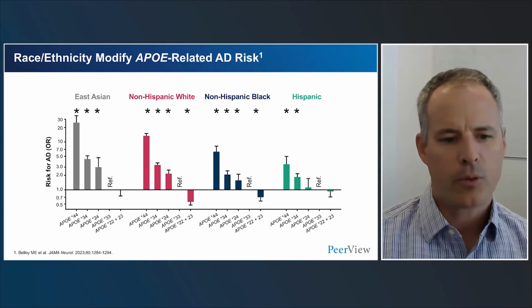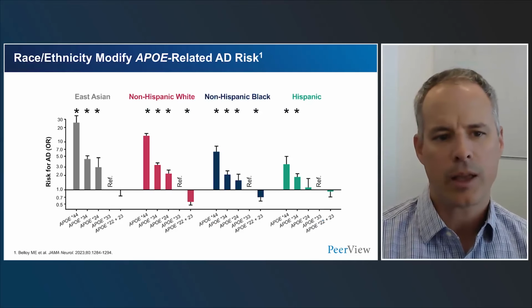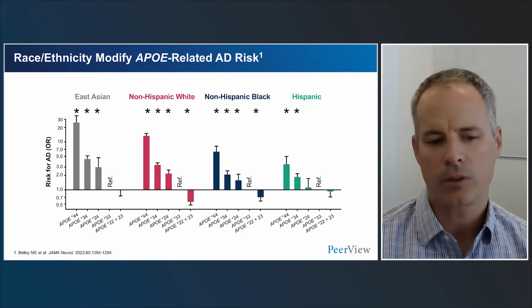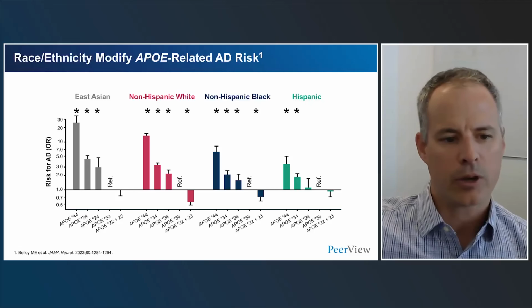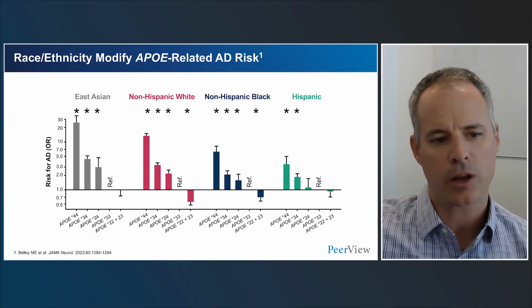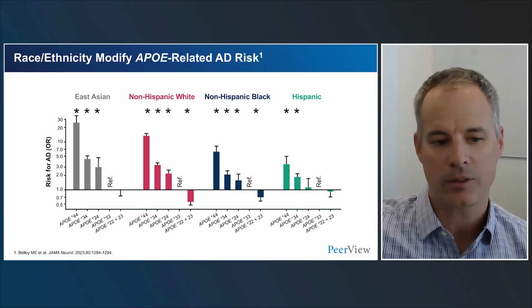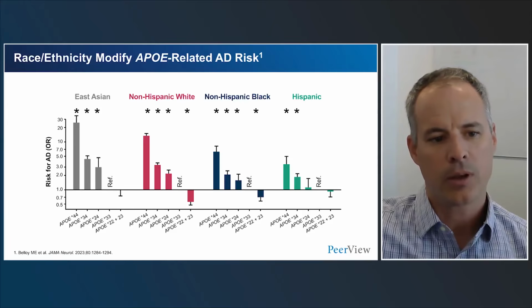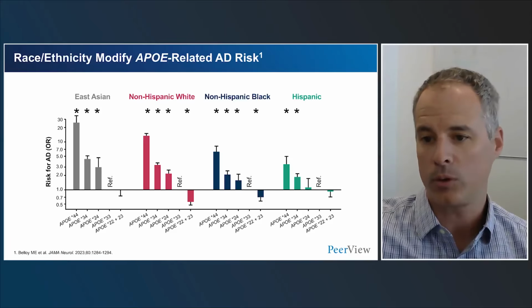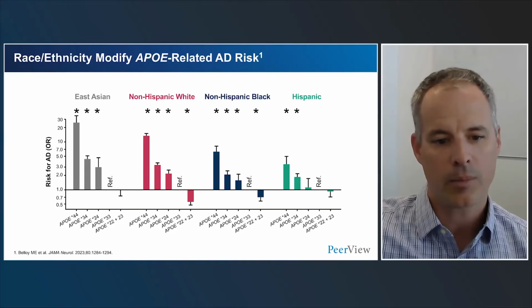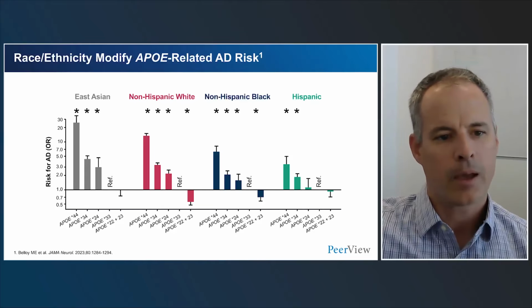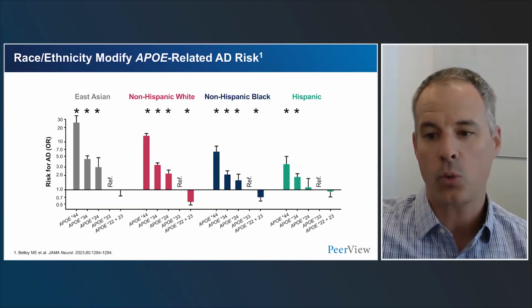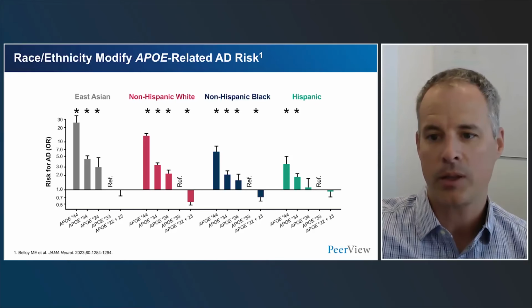As I mentioned before, there is a racial and ethnic interaction with APOE in terms of AD risk. I'll draw your attention to the y-axis here. It's actually a logarithmic axis, so small changes mean a lot. If we look at our non-Hispanic white population, if you're an APOE4 homozygote, your increased risk is about 14-fold, about 14 times higher than the reference, which is APOE3/3. But if you're East Asian, that number is closer to 25 times higher. So it's an extremely high risk factor in people of East Asian descent.